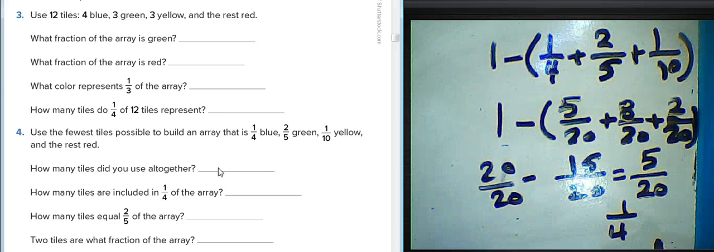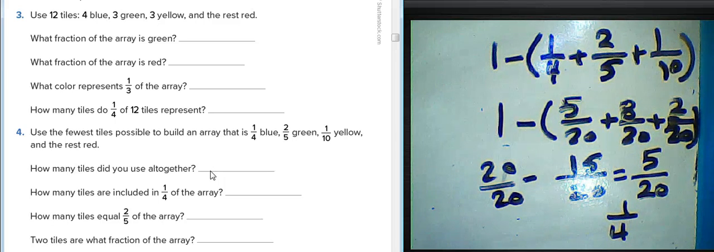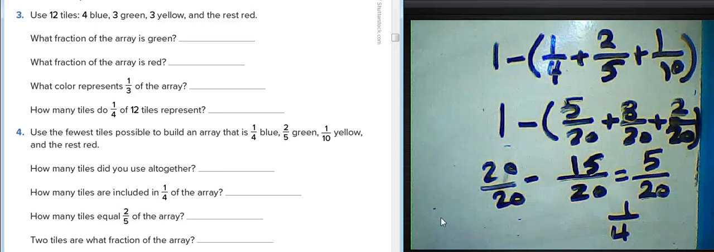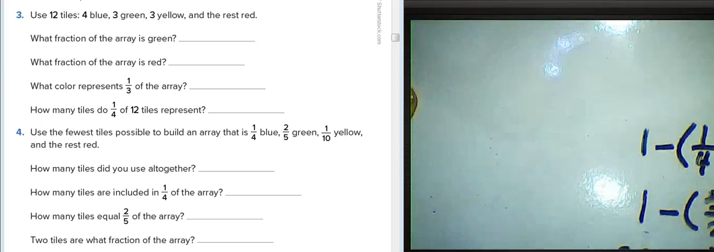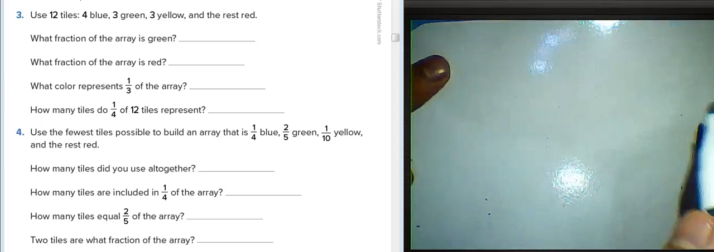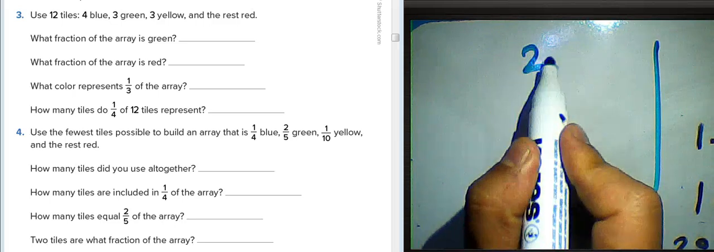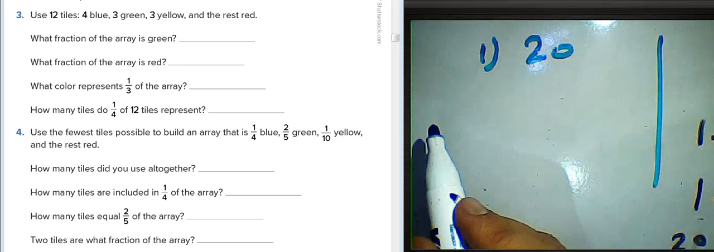So, in this example, how many tiles did you use altogether? 20. We can write here 20. Okay? How many tiles did you use altogether? 20, the least common multiple between them. I will write 20 here. It's the first result. We must write 20 in this space.